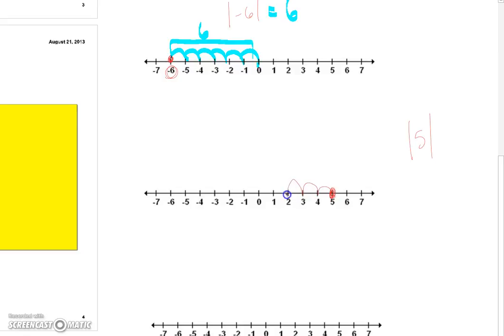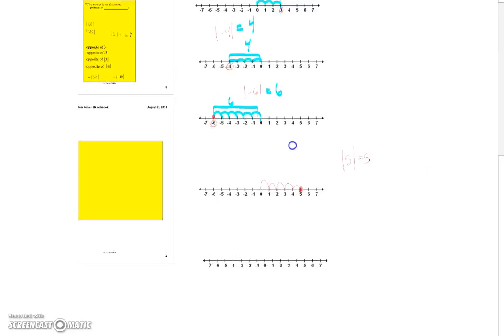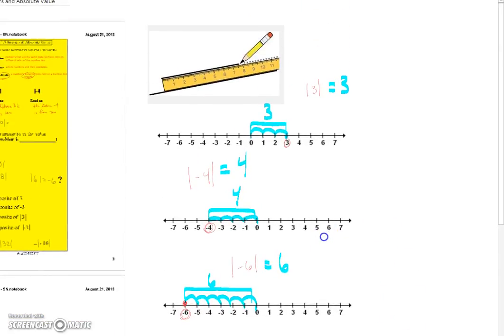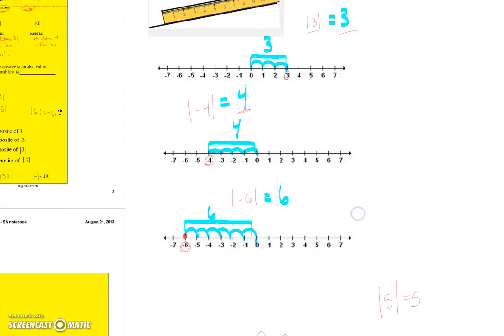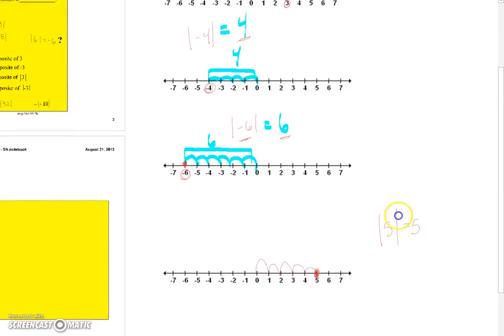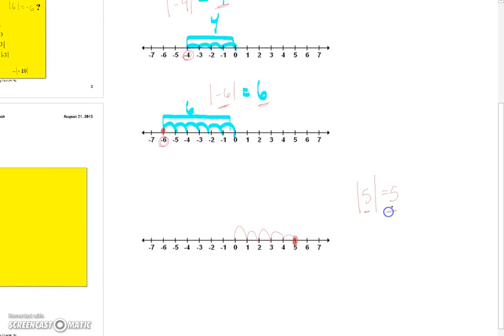1, 2, 3, 4, 5. It's 5 spaces away. So what you can see is absolute value is always positive. The absolute value of 3 is positive 3. Absolute value of negative 4 is positive 4. Absolute value of negative 6 is positive 6. And the absolute value of 5 is 5.